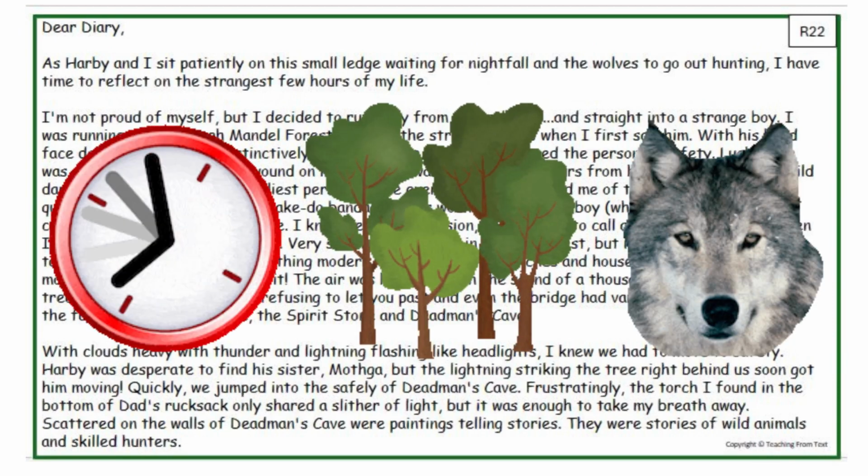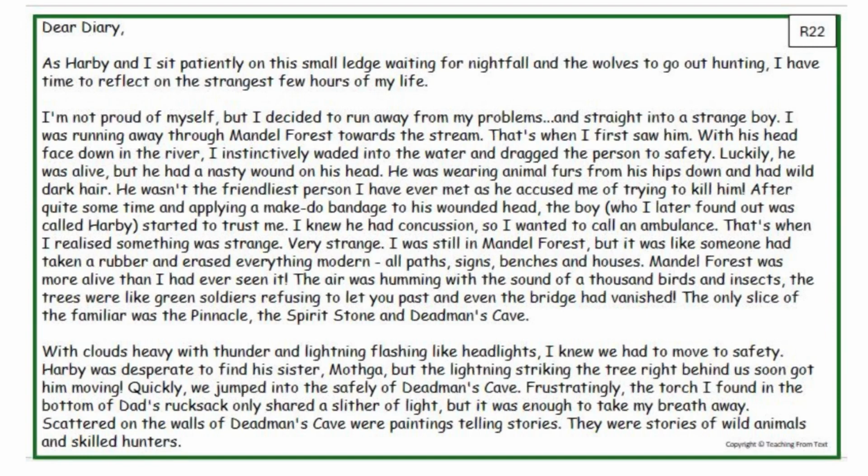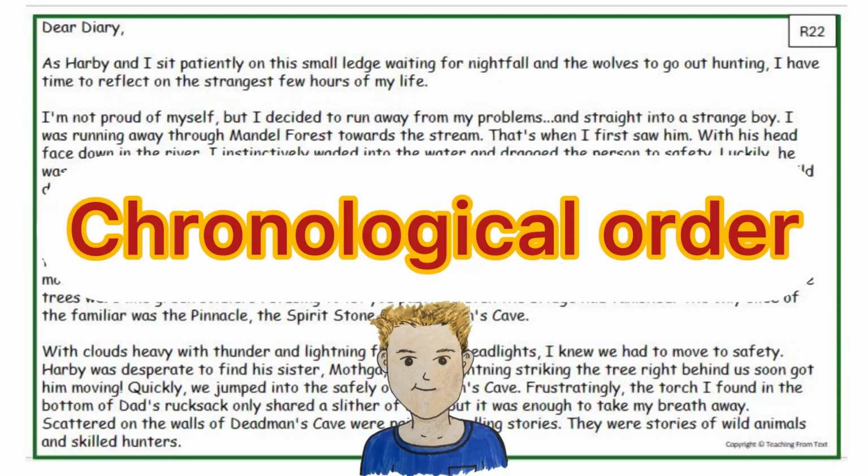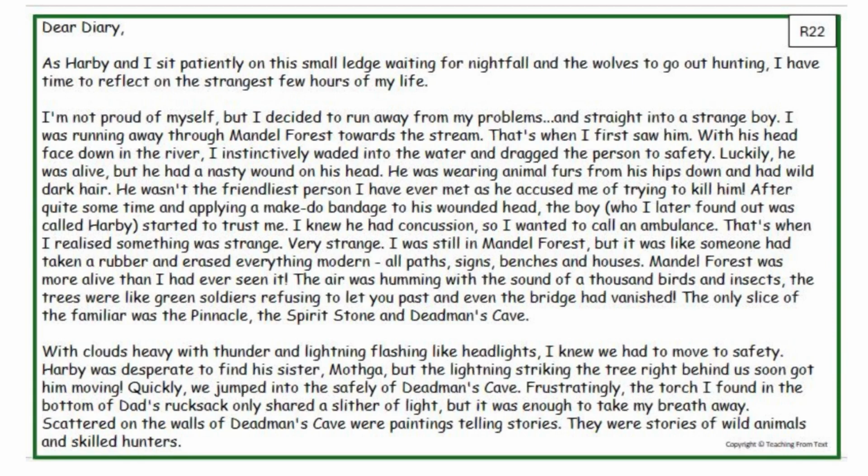Now you have read through the Waggle diary entry, let's discuss the paragraphs we have used. As we are discussing the themes, notice that the paragraphs are written in chronological order. This means they are written about the events in the order they happened, from when Charlie first arrived in the Stone Age until the point he has just escaped from the wolf cave and he's sitting on the ledge with Harby, passing the time before nightfall and the wolves go out hunting, so Harby and Charlie can escape.